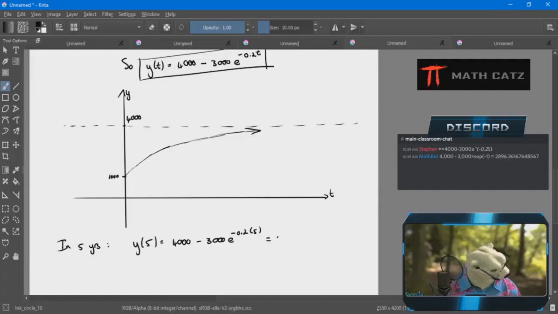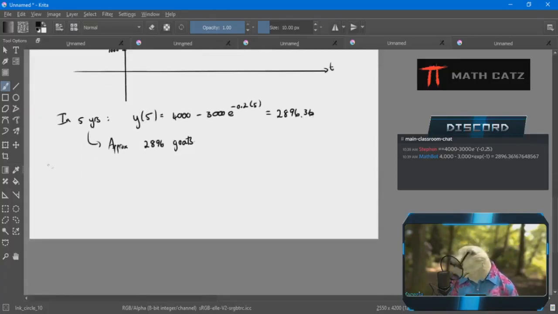So after 5 years, I get 2896.36. So we'll get approximately 2,896 goats. It makes sense because they're goats that we round to the nearest integer. We can't get a third of a goat walking around. Now we can add to this question. Instead of doing brand new questions, we could just add some more questions here.